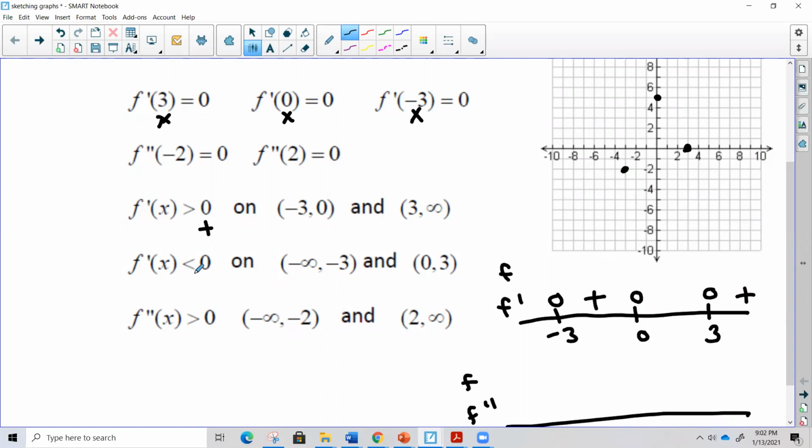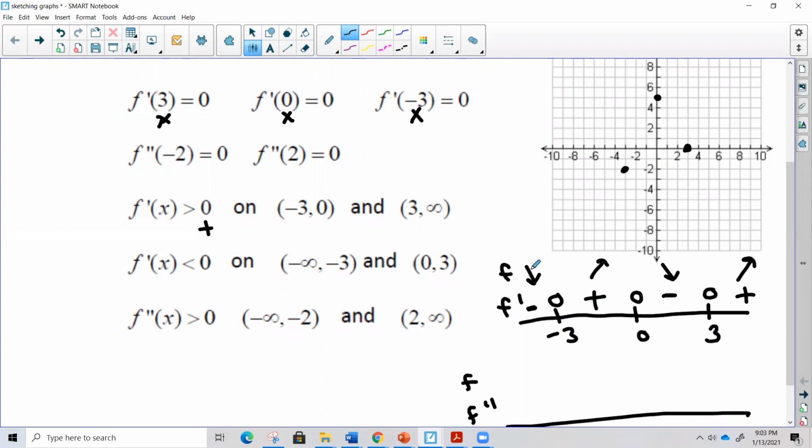Then it said the first derivative is less than 0 from -infinity to -3. So it's when it's less than -3 over here, and from 0 to 3. So I'm going to put a minus there. So what that means is if the first derivative is negative, the original function is decreasing. If it's positive, it's increasing. Negative, decreasing. Positive, it's increasing. And this can help you figure out if these are mins or max.